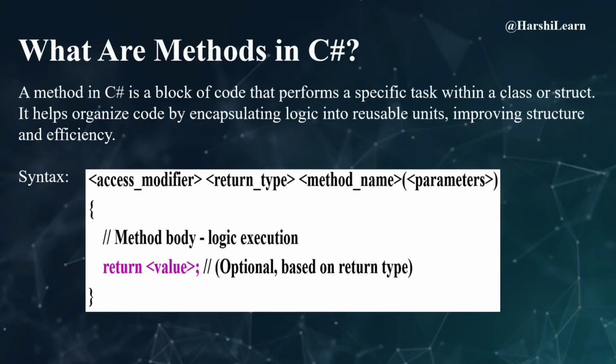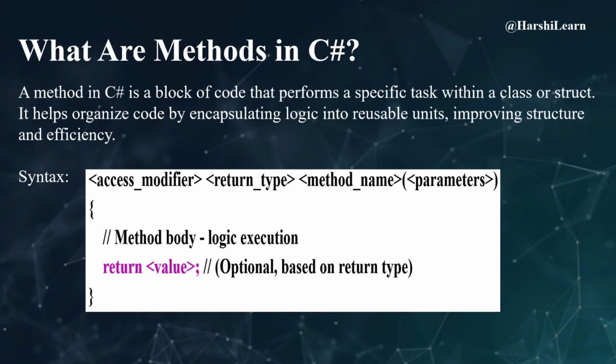In simple terms, a method in C Sharp is a block of code. It's designed to perform a specific task. So instead of writing the same logic multiple times, you can define a method once and you can reuse it whenever it's needed. This makes our code more structured, readable, and efficient.